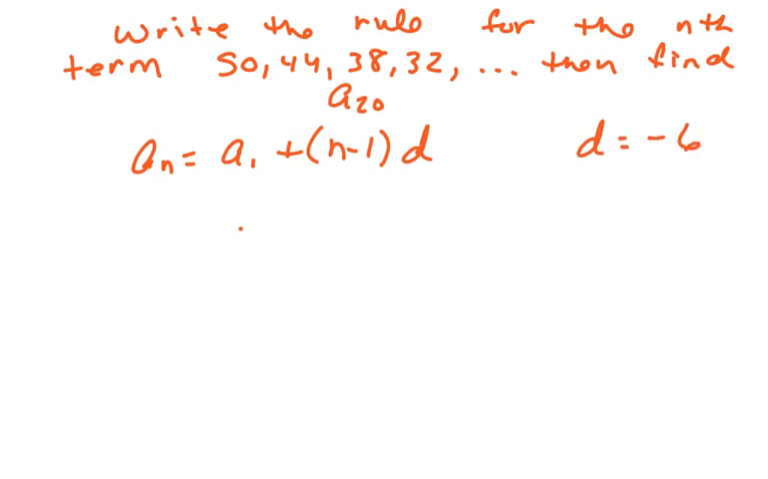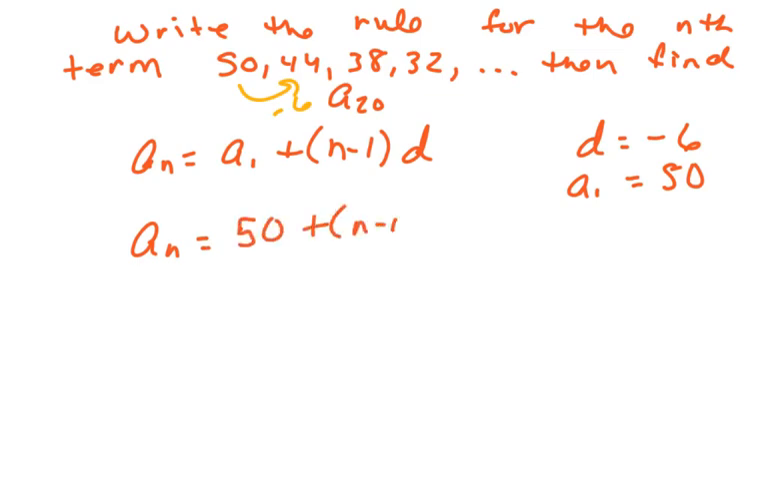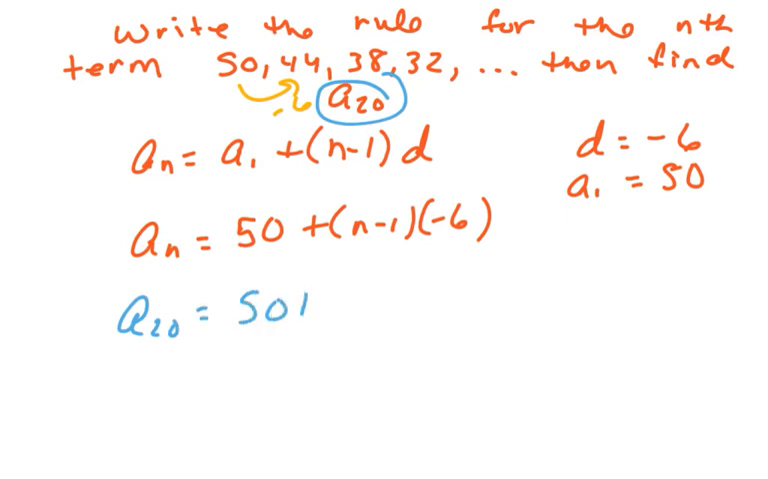When we go from 50 to 44, we are subtracting 6. So the common difference is -6. A sub 1 is 50. So we can write our rule, a sub n equals 50 plus n minus 1 times -6. And then if we are looking for the 20th term, then we're just going to substitute 20 in for n.